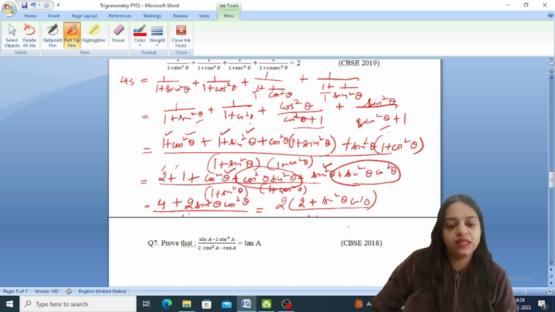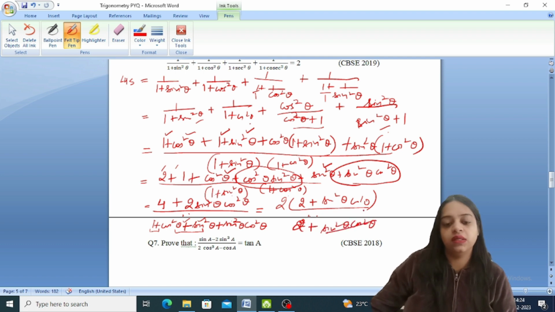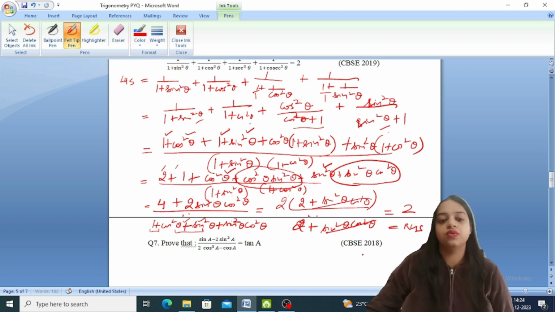So 1 plus sin square theta when multiplied with 1 plus cos square theta will be 1 plus cos square theta plus sin square theta, and when multiplied with both the terms, sin square theta plus sin square theta cos square theta. On opening up, this is cos square theta plus sin square theta, which is 1, and this is also 1. So 1 plus 1 is 2, plus sin square theta cos square theta. These two cancel out, giving you 2, which is your RHS. This proves your solution.